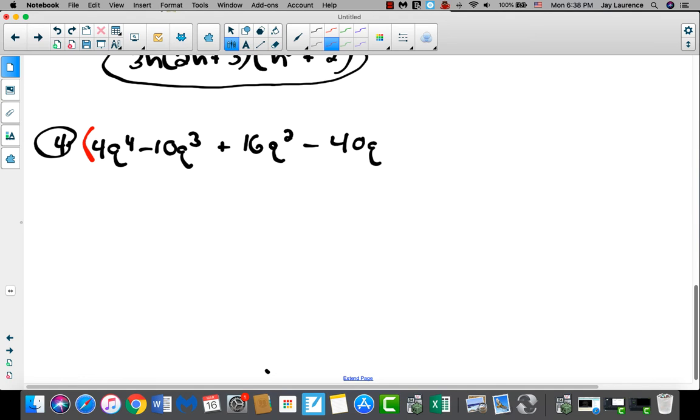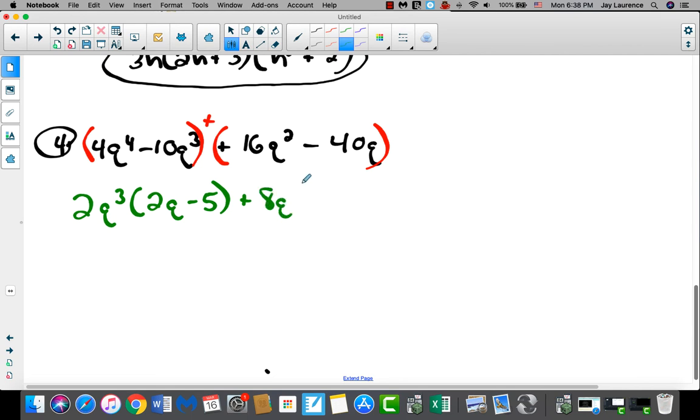Let's see here. I'm going to group these two, group these two. You might have noticed that when the third term is positive, grabbing that sign isn't as important, but I get in the habit of doing it so that I don't ever make a goofy mistake. All right, looks like the GCF of my first quantity is going to be a 2q cubed, leaving me with a 2q minus a 5. And the GCF of the second quantity looks like it's going to be an 8q, leaving me with a 2q minus a 5. And then I'll have a 2q minus 5 to factor out, and a 2q cubed plus 8q.